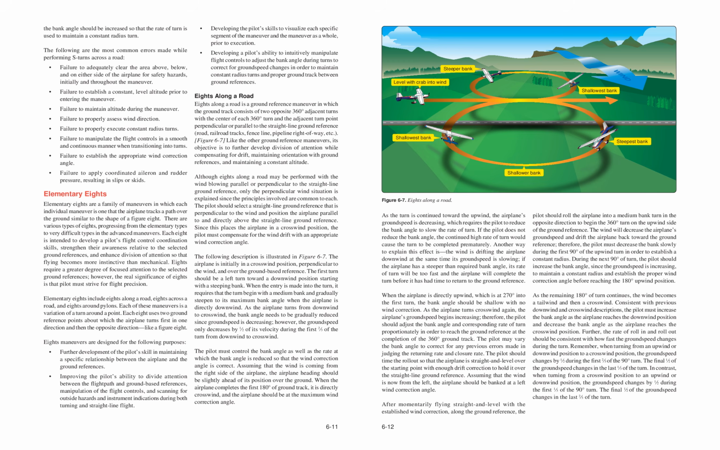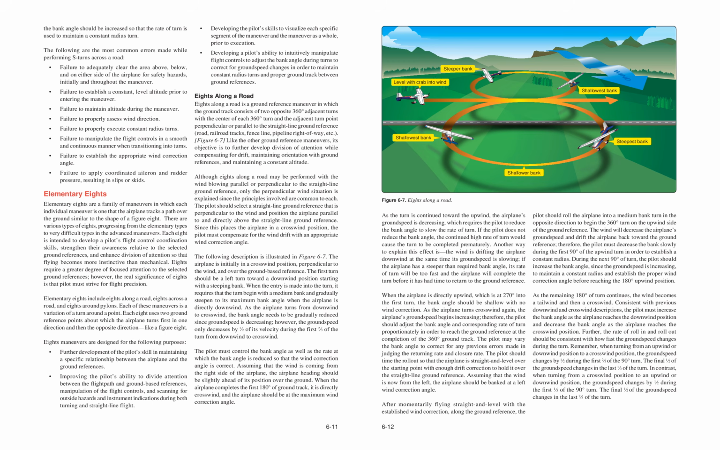Eights along a road. Eights along a road is a ground reference maneuver in which the ground track consists of two opposite 360 degree adjacent turns, with the center of each 360 degree turn and the adjacent turn point perpendicular or parallel to the straight line ground reference: road, railroad tracks, fence line, pipeline right-of-way, etc. Figure 6-7. Like the other ground reference maneuvers, its objective is to further develop division of attention while compensating for drift, maintaining orientation with ground references, and maintaining a constant altitude.